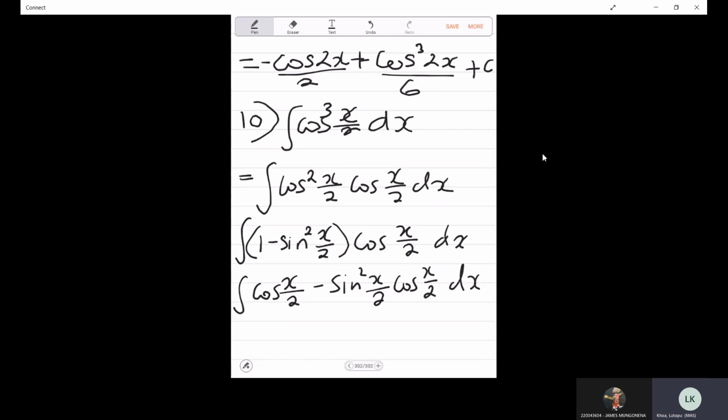The integral of cos x over 2 is just sine x over 2, and then we divide by the derivative of x over 2, which is half. So dividing by half is the same as multiplying by 2. So we will have 2 sine x over 2. And then the same thing with this one over here. You can see that I have sine x over 2 and cos x over 2. This cos x over 2 is the derivative of that, except that there is a half missing. So what I will do is integrate this part here. It becomes to the power of 3.